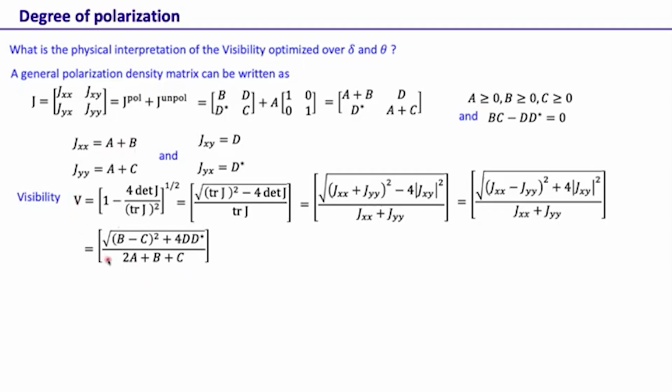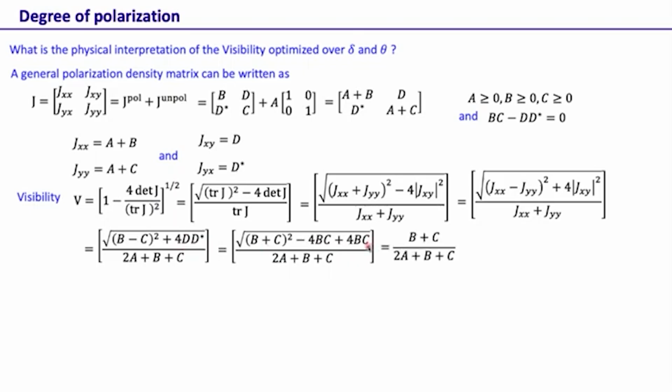This is for the visibility. This B minus C whole square we can write as B plus C whole square minus 4BC plus 4BC. This is where we write the 4DD star, because BC minus DD star equals 0. So we can just write BC for DD star, and so we see that this can be just B plus C, because this is B plus C whole square. So the visibility is B plus C by 2A plus B plus C.